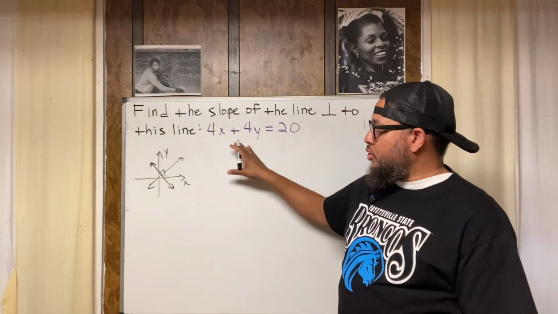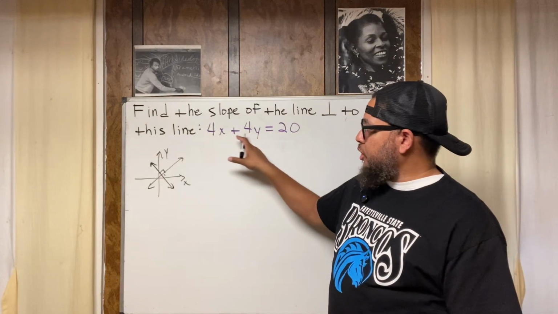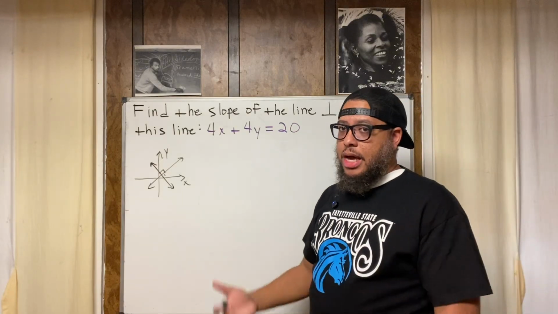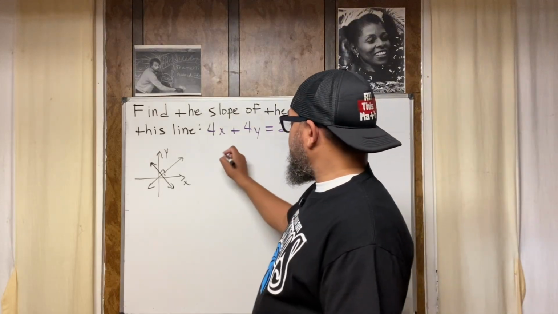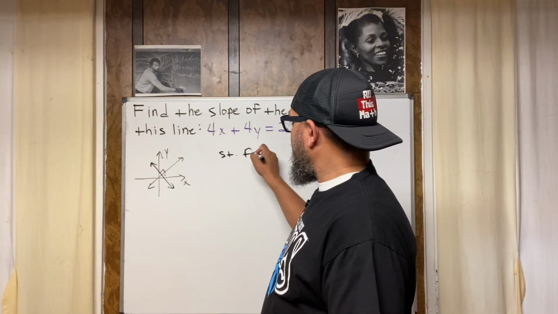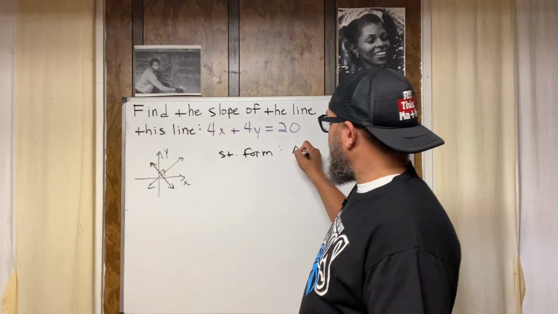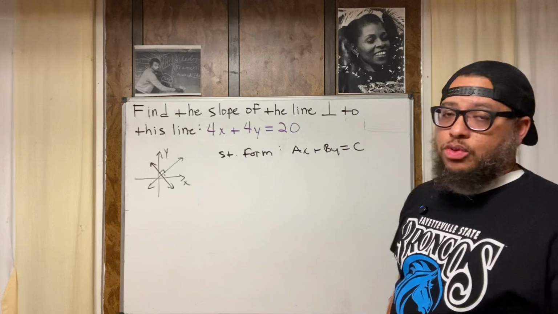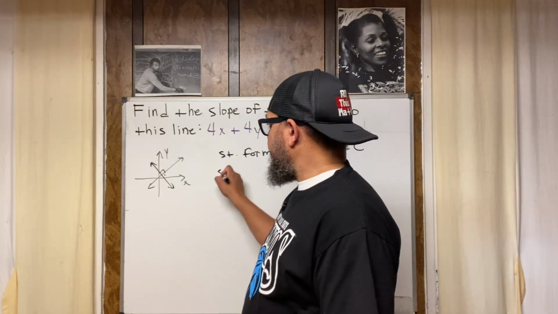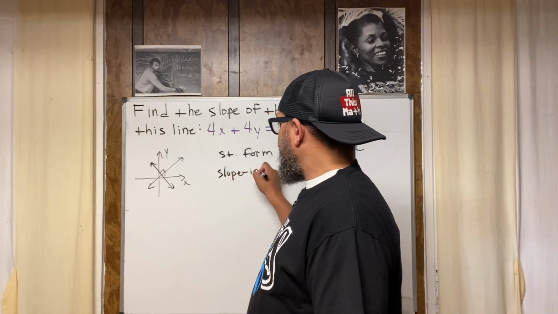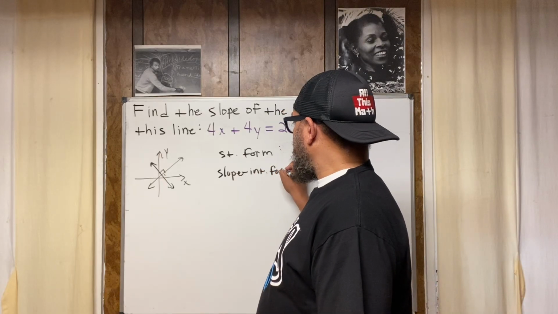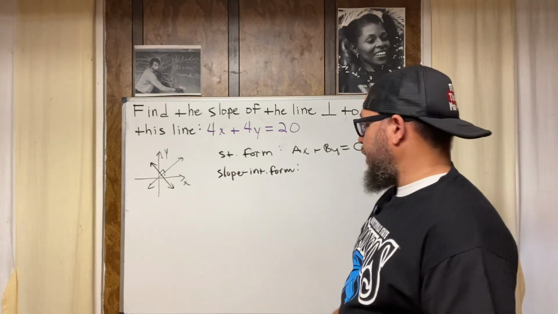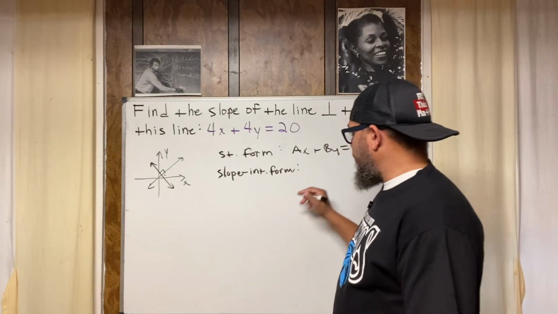But first thing I want to talk about is this: 4x plus 4y equals 20. There's different ways that we can write the equations of lines. There's what we call standard form. Standard form looks like this: Ax plus By is equal to C. And there's what we call slope-intercept form. Now, there's another form called point-slope form, but I'm not going to get into that because that's not relevant right now. These two forms are very relevant right now.